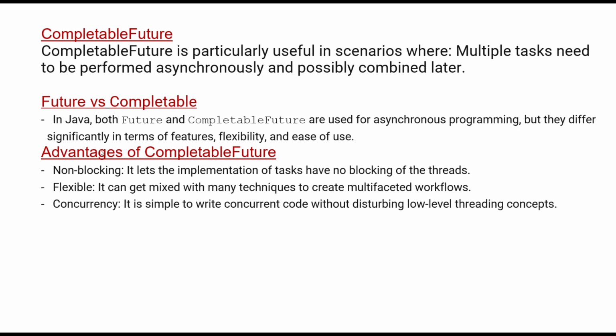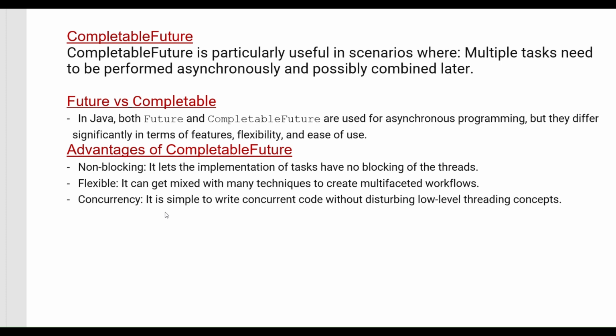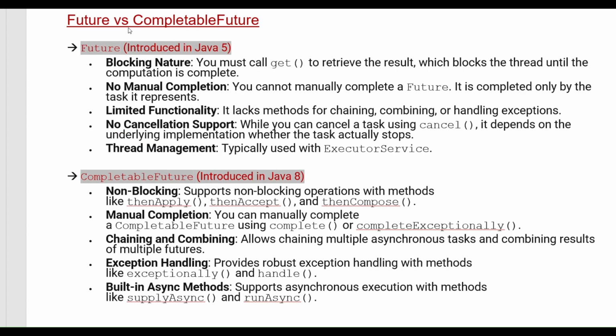Both are used in asynchronous programming, but they differ significantly in terms of features, flexibility, and ease of use. There are many advantages of CompletableFuture, like being non-blocking. It lets tasks run without blocking threads, and offers flexible concurrency. Now we can see the differences between Future and CompletableFuture in more detail.